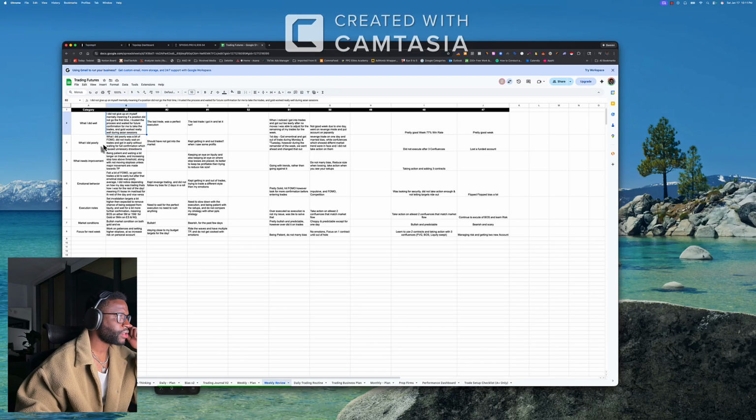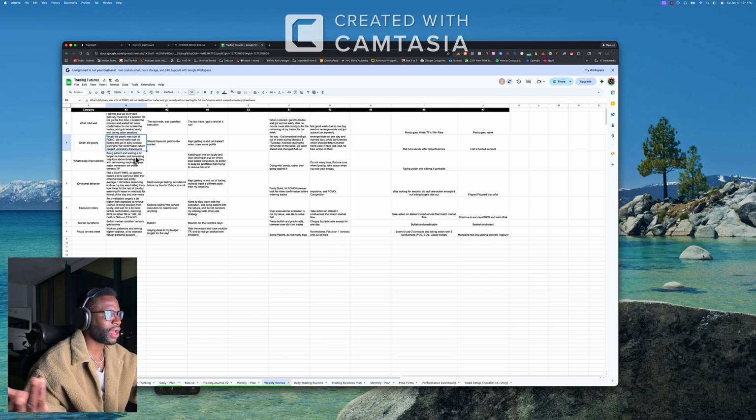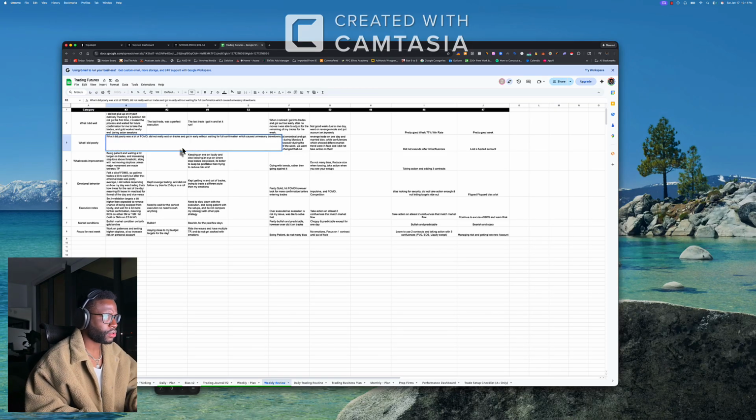During the Asian session, what I did poorly was a bit of FOMO. I did not wait, even though I checked the chart and the confirmations were there, really without waiting for full confirmation, which caused unnecessary drawdown. I lost a few trades without waiting for proper drawdown.